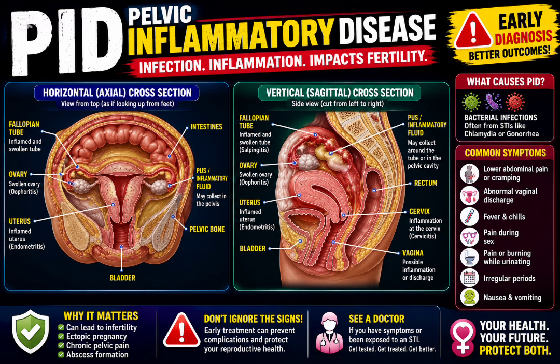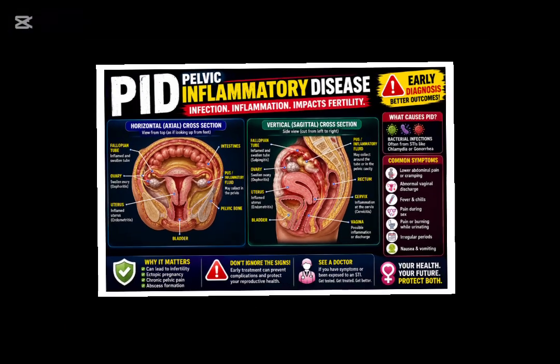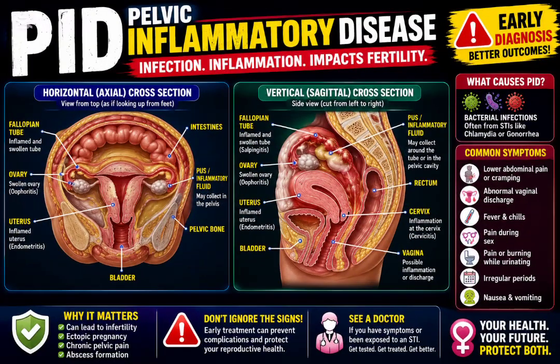Fallopian tubes. The fallopian tubes connect the area around the ovaries to the uterus. During PID, these tubes can become swollen and inflamed. This is called salpingitis. Continued inflammation can cause scar tissue and adhesions. If the tubes become damaged or blocked, it can interfere with the normal movement of an egg and may affect fertility.